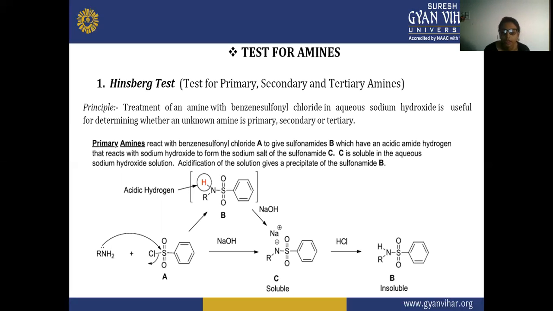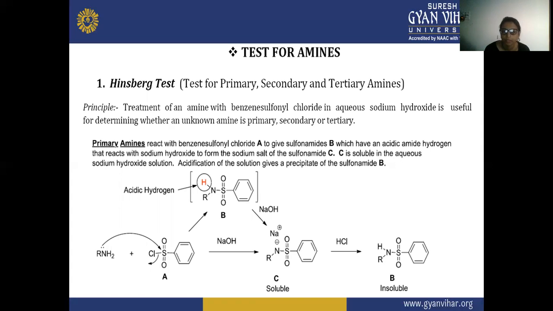So here we treat our amine with benzene sulfonyl chloride in aqueous sodium hydroxide, to determine whether the unknown amine is primary, secondary, or tertiary. After this reaction we can differentiate between the primary, secondary, and tertiary amines.